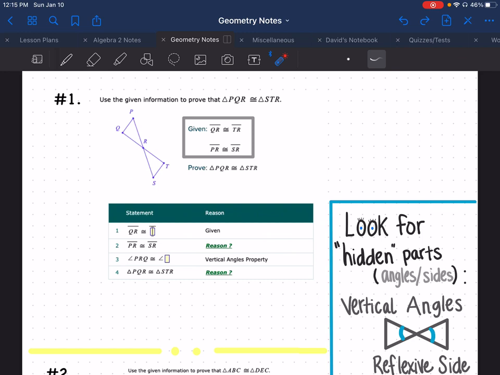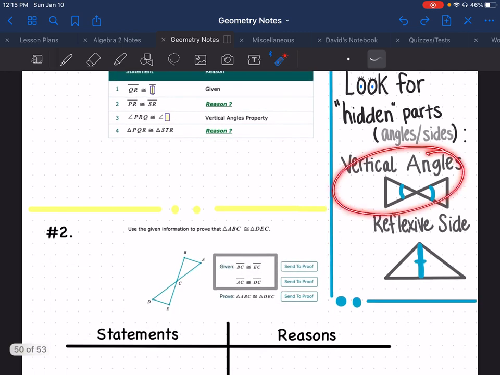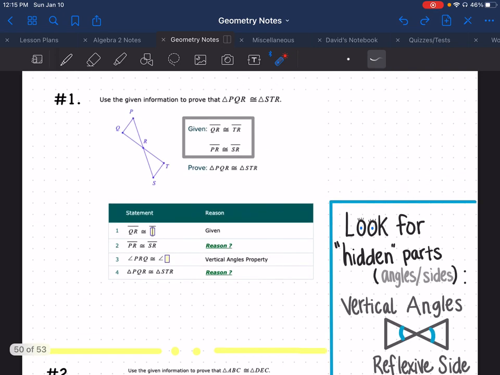And since this is just a fill in the missing pieces proof, number 1, I'm just going to go ahead and fill in those missing pieces. Notice right over here in the corner, I've got a reminder to look for the hidden parts. This is going to come into effect for statement number 3. When we go to do statement number 3, we're going to be looking for the vertical angles or for the reflexive side.